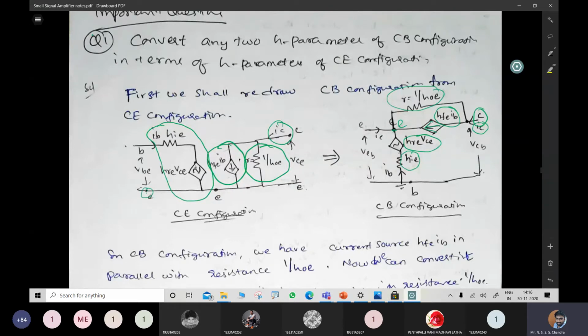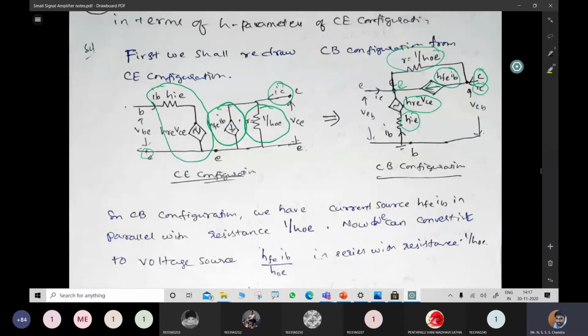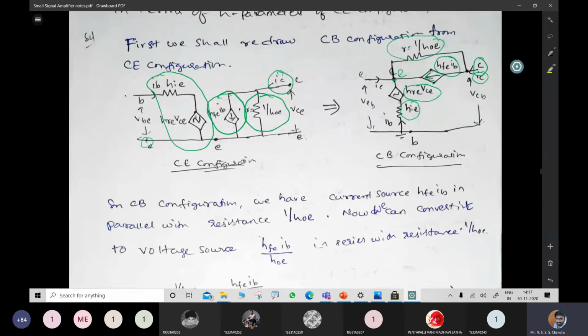Now this is a transformed CB configuration. We have obtained the CB configuration beginning with the CE configuration. Although it's a CB configuration, you have all the elements in terms of HIE, HRE, HFE, or HOE, right? Now we will be able to write either KVL equations or KCL equations, or we need to transform this circuit again to get the relations between the HIE, HFE, HOE and so on.